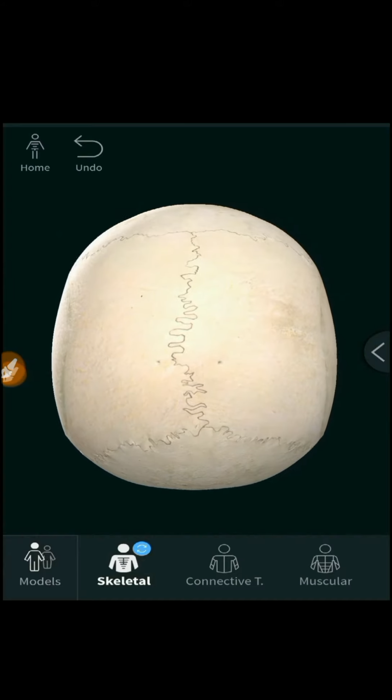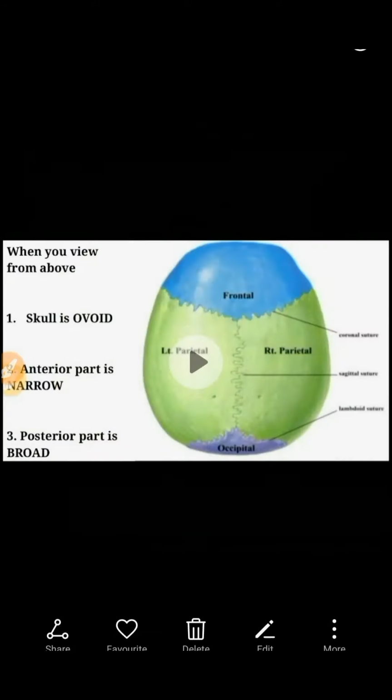So these are the different things to look out for in this norma verticalis view.